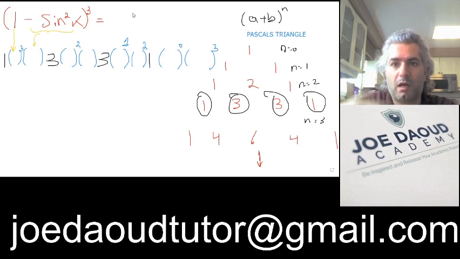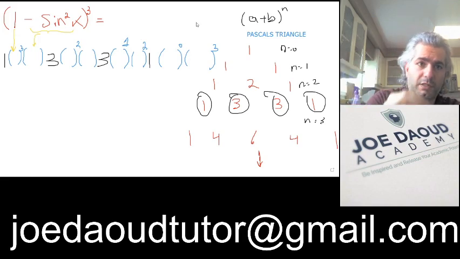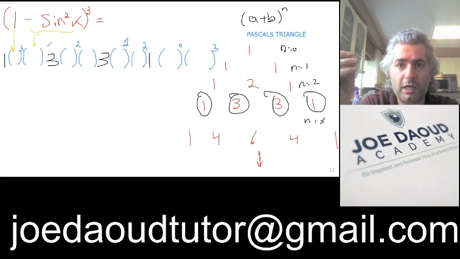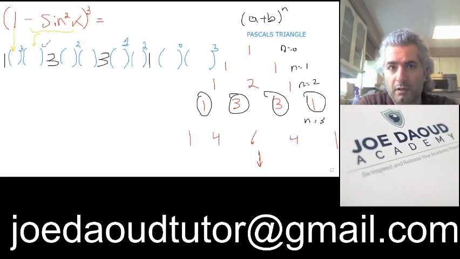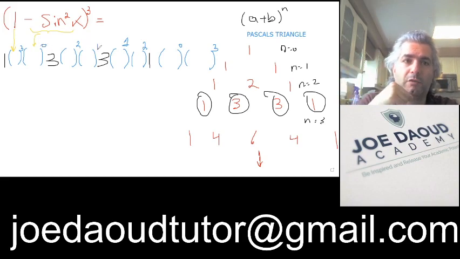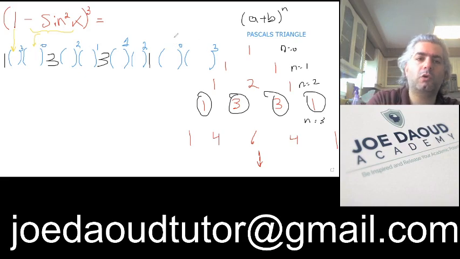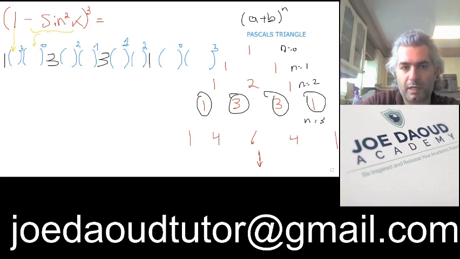The second term is the opposite. So the second term starts off with 0, and then you incrementally go up to the power that you have in your binomial, which is in this case 3. So you go up from 0. The sequence would be 0, 1, 2, and 3.